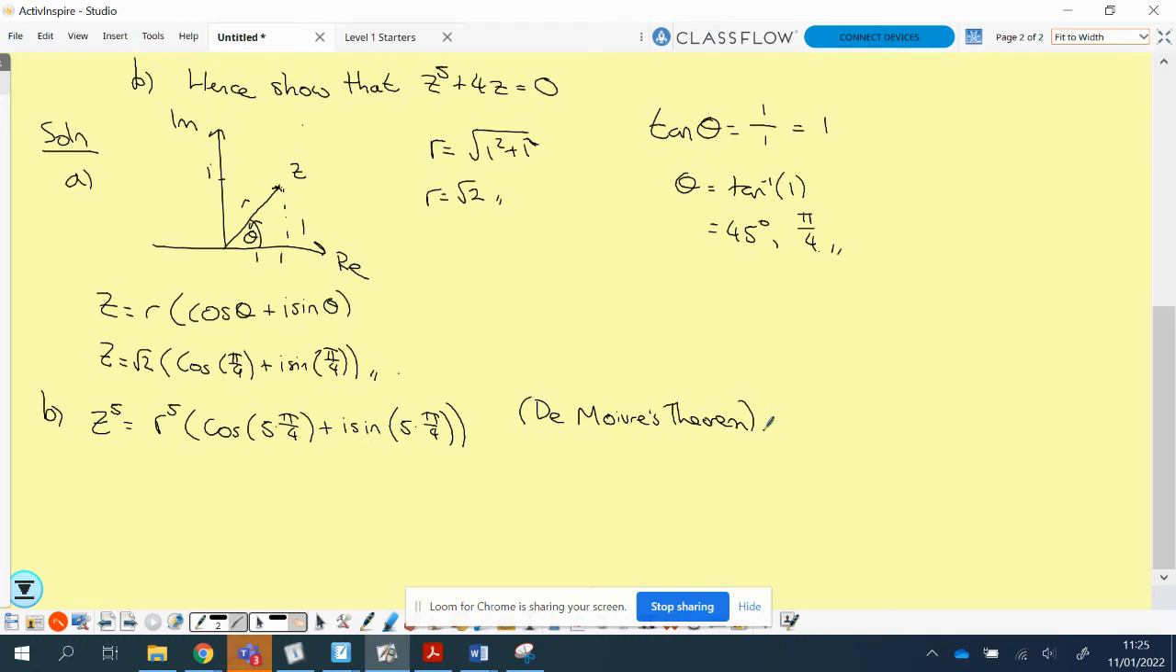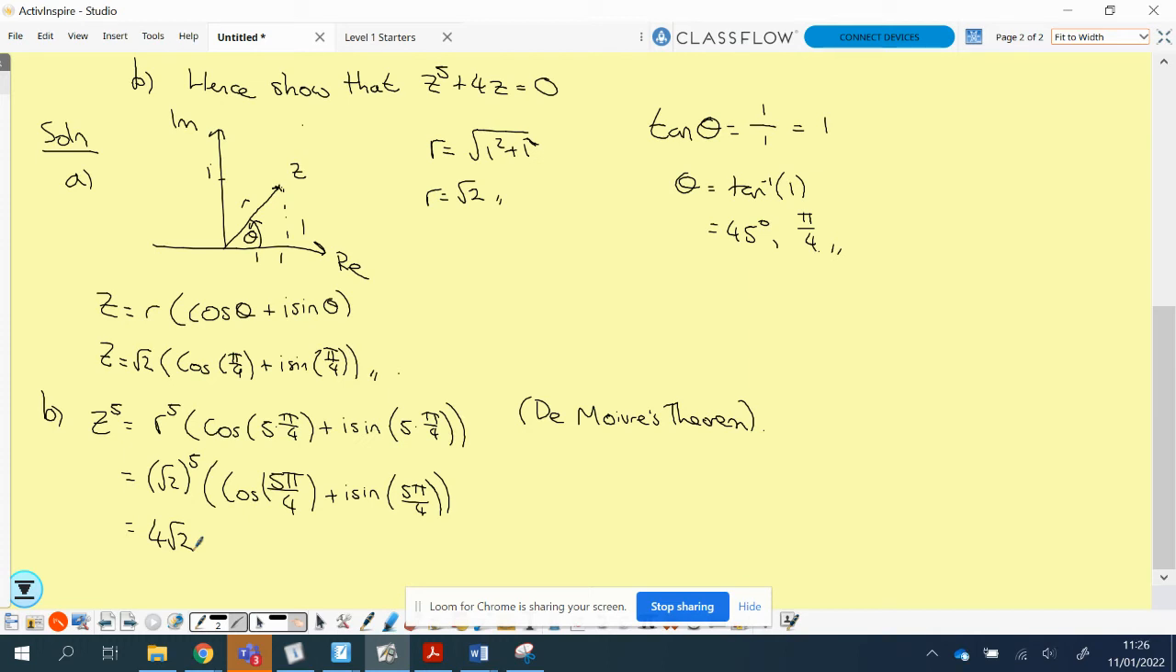So that's going to be square root of 2 to the power 5, cos 5 pi over 4 plus i sine 5 pi over 4. Okay, so that's what I've got there. I can take this up, the square root of 2, well if I do that to the power 5, you end up with 4 root 2.